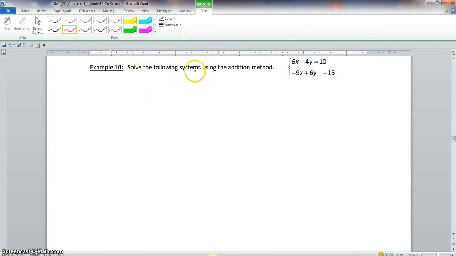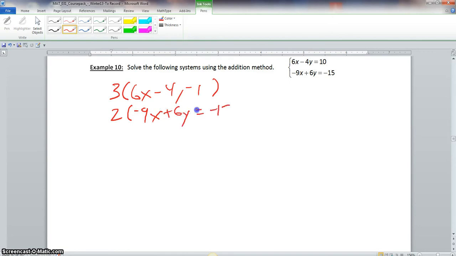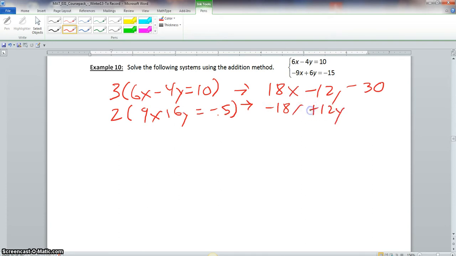Now example 10, it says solve the following systems using the addition method. This time we're going to eliminate the x's. So the least common multiple of 6 and 9 is 18. So we know 3 will multiply by the first equation. And we know that 2 will multiply by the second equation. Okay, so now we multiply these values. That will give us 18x minus 12y equals 30. This will give us a negative 18x plus 12y equals negative 30.